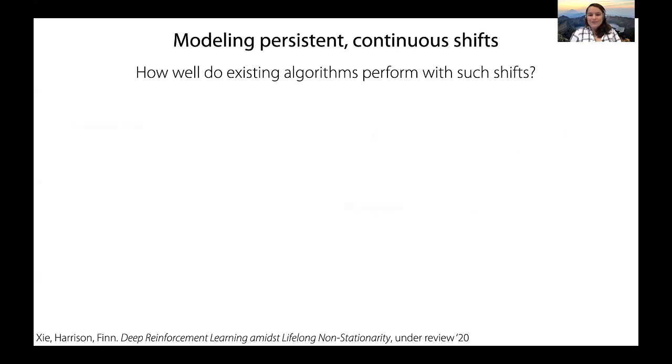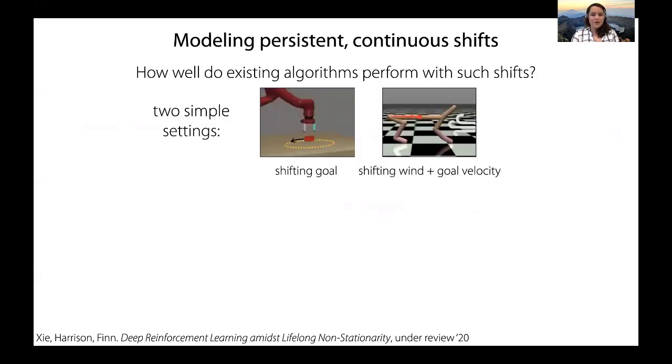So how well do existing algorithms actually perform with such partially observed and unobserved shifts in the environment? We'll start by looking at just two very simple settings. One is a reaching task where the robot needs to reach a certain goal. The goal isn't observed by the agent and it shifts gradually over time. The second is a situation where there's a half cheetah agent. It needs to run forward at varying velocities with varying amounts of wind, where the wind and the goal velocity both shift over time, and they can't be directly observed by the agent. They have to be inferred from the dynamics and the reward.